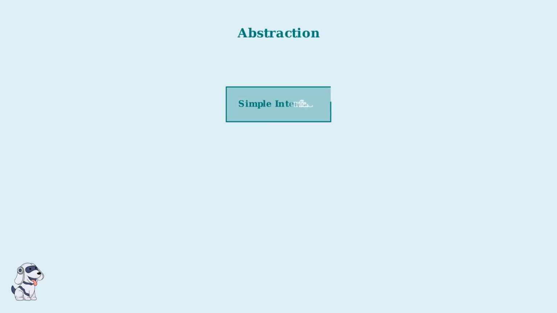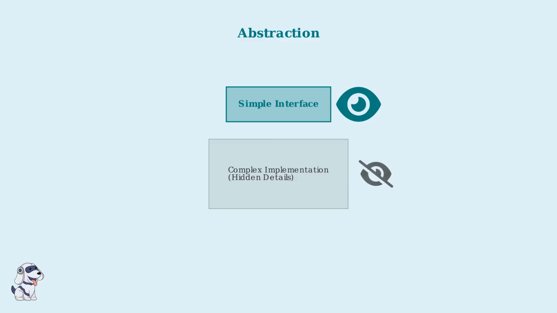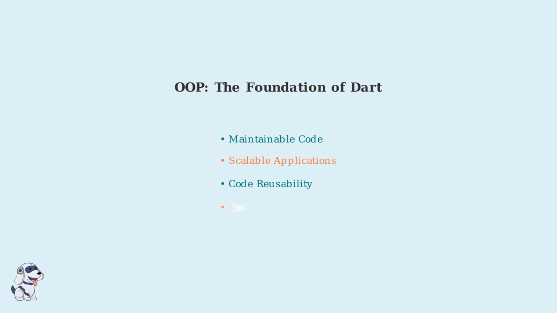Abstraction is about hiding complex implementation details and showing only the essential features. It's like using a car. You don't need to understand the engine mechanics to drive it. You just use the steering wheel and pedals. These 4 principles work together to make Dart code more maintainable, scalable, and easier to understand. They form the foundation that makes object-oriented programming so powerful for building complex applications.